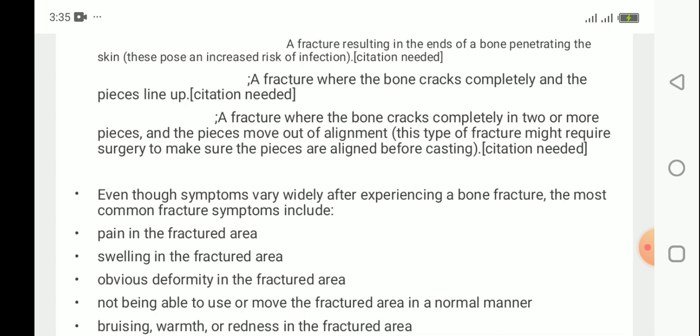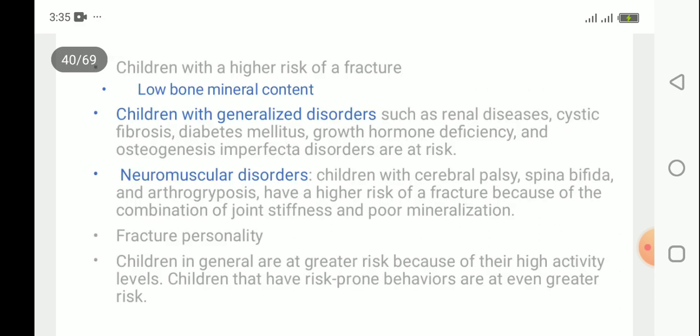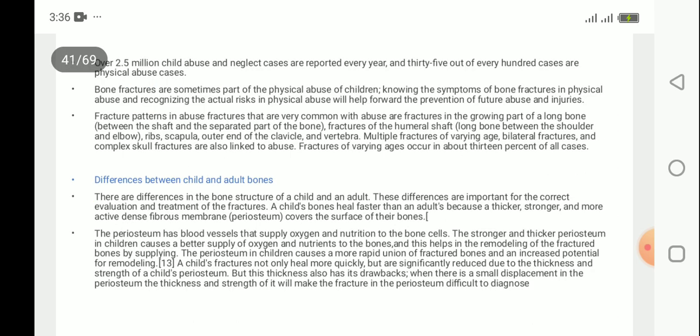Usually the symptoms of a bone fracture are pain in the fractured area and swelling, and obvious deformity can be seen, and sometimes normal movement can also be seen after fractures. There may be bruising, warmth or redness in the fractured area. Children at high risk of fracture include those with low bone mineral content, generalized disorders and neuromuscular disorders. Children in general are at greater risk because of high activity levels.